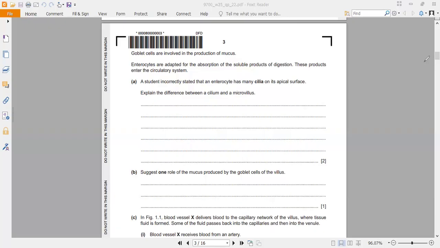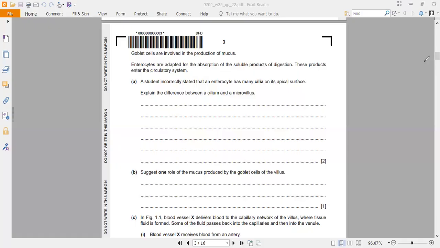So the difference between these two structures are: cilia are hair-like projections, and they contain a complex arrangement of microtubules, 9 plus 2 arrangement, and are capable of movement. On the other hand, the microvilli are finger-like folds of the cell surface membrane. They contain actin filaments and are non-motile.